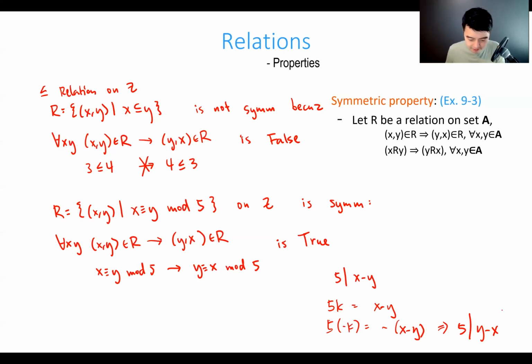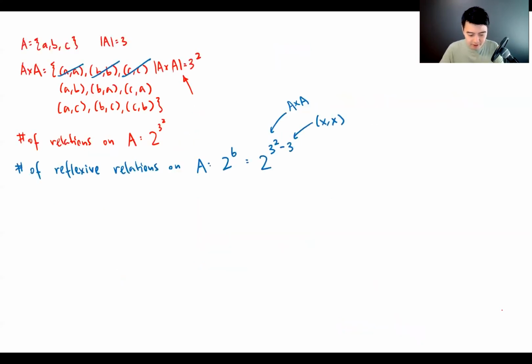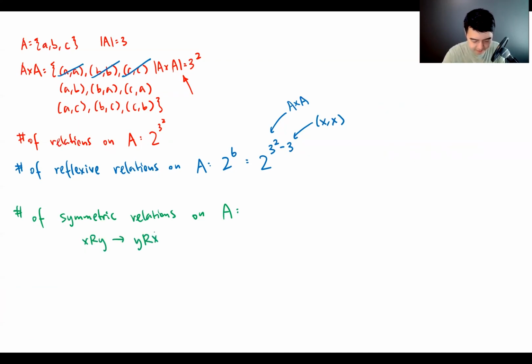So I'm going to go back 1 second here, and let's talk about the number of symmetric relations on A. So let's do a green here. So the number of symmetric relations on A is going to be, now let's think a little bit here, because what is the definition of symmetric again? It means that x related to y implies that y is related to x. Okay, so let's split them up into 2 categories.